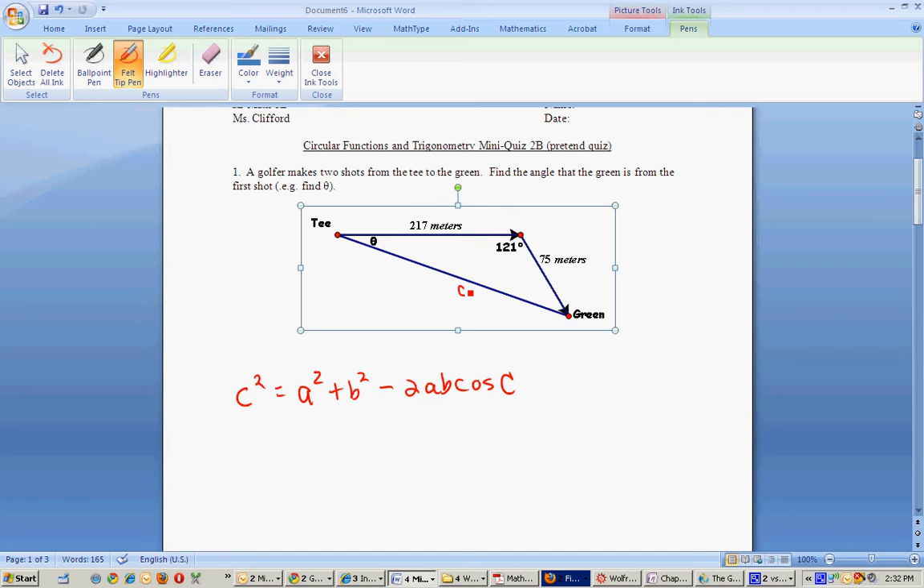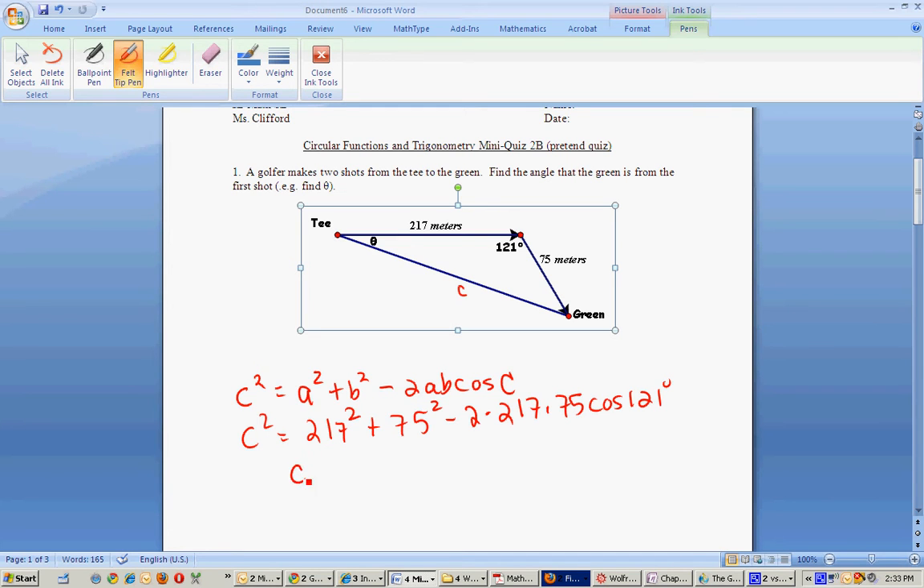So we're going to plug in the values that we have. c squared equals 217 squared plus 75 squared minus 2 times 217 times 75 times the cosine of 121 degrees. Okay. And we're just going to plow all of that into our calculator. So 217 squared plus 75 squared minus 2 times 217 times 75 times the cosine of 121.